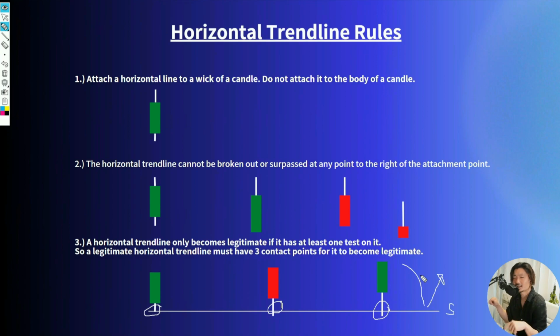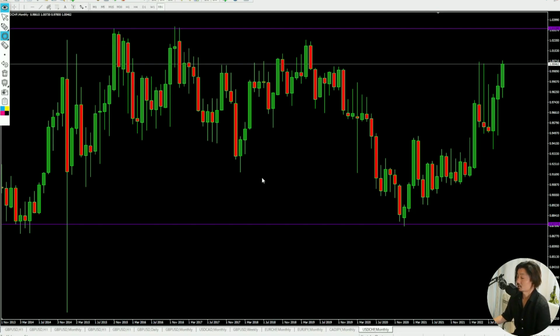All right, so let's just look at this on a real chart also. This is a dollar Swift monthly chart. Now let's look at this upper side first. If we attach the horizontal trend line to this pivot right here, it has 1, 2, and 3 contact points. And so if price reaches this horizontal trend line, it will create opposing strength, which is down in this case.